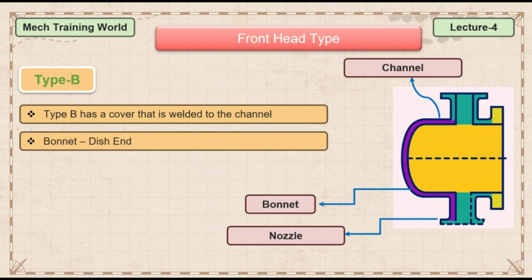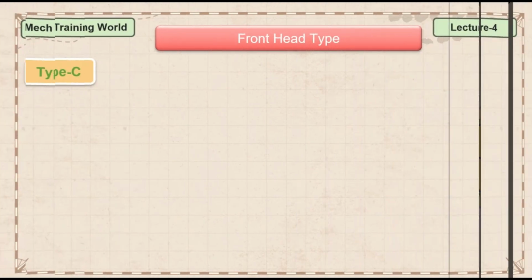The main difference between type A and type B is the cover. In type A, the cover is removable, while in type B, the cover is fixed and integral with the channel. Previously there was a blind flange which is bolted to the channel, but here the bonnet is welded to the channel. I hope now you understand the difference between type A and type B front head types. So next, let's go to type C.